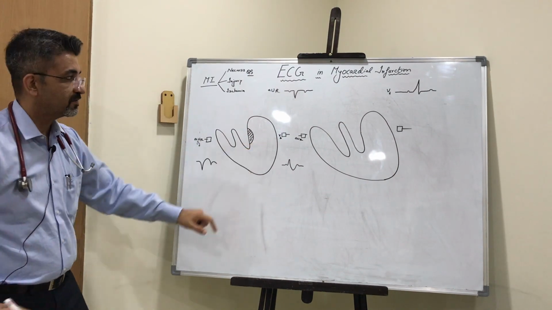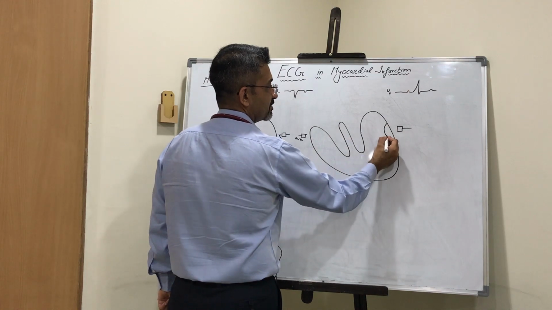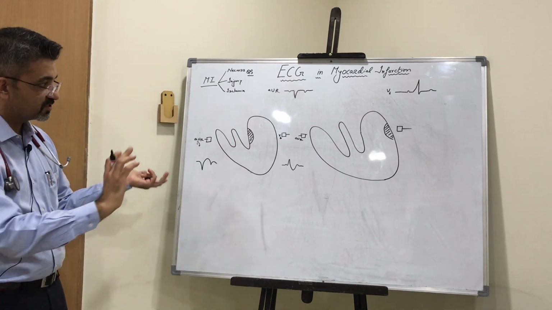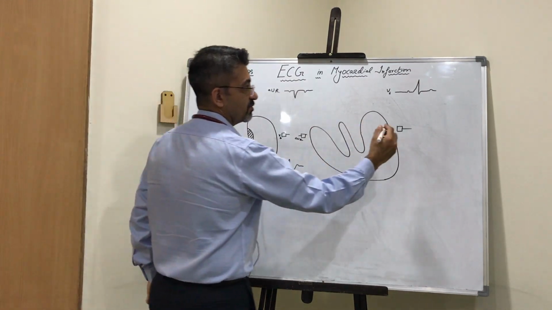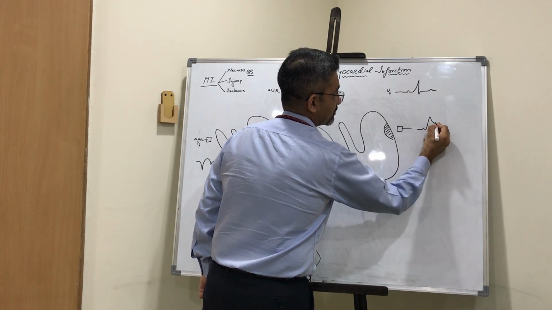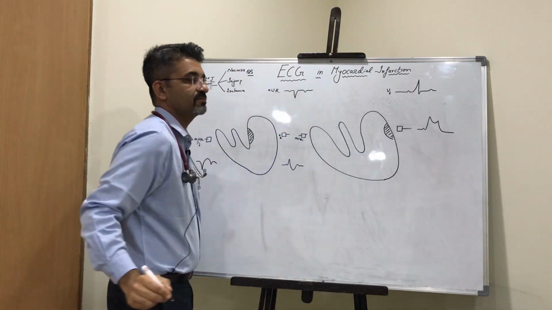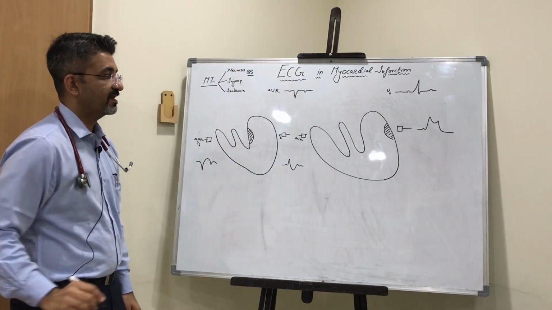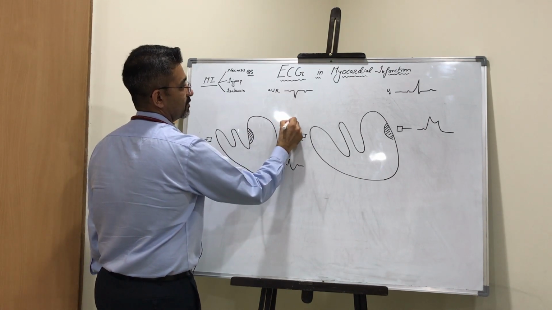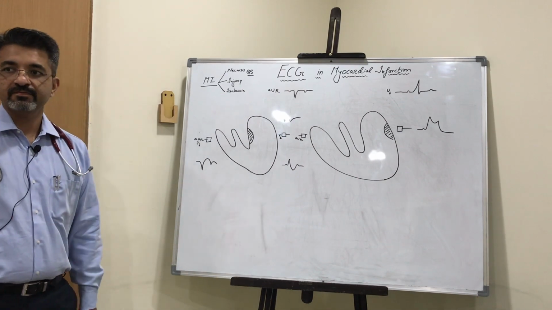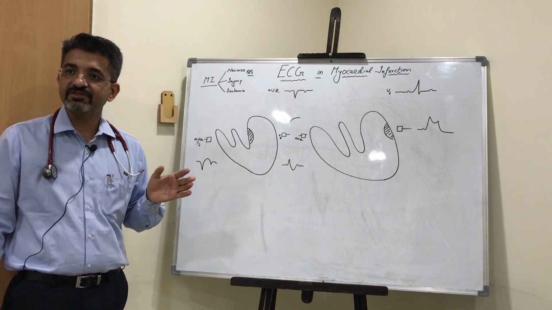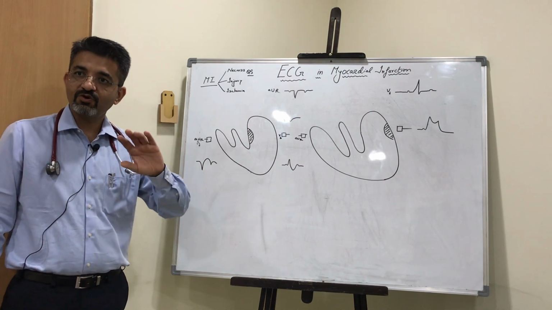So I have an ST segment depression in V6 and an ST segment elevation in AVR in my subendocardial infarct. If I have a subepicardial infarct, things will reverse. What will happen is my ST will be elevated in V6 and my ST will be depressed in AVR. Getting the point? So this is the concept of what you call reciprocal change.